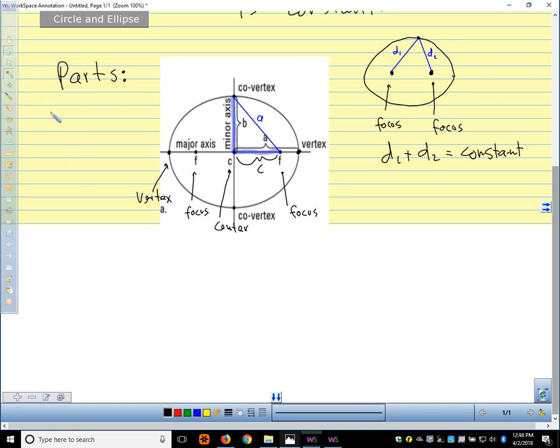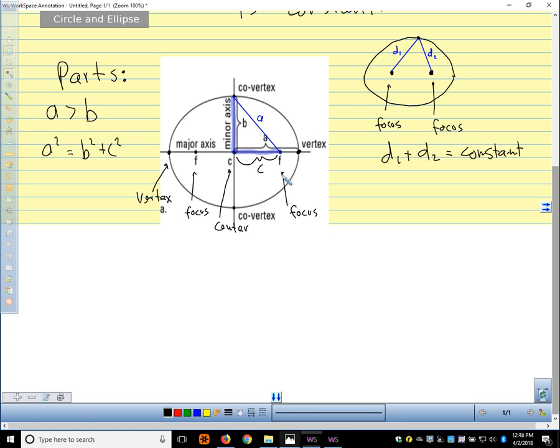For an ellipse, A is always greater than B. The major axis is always longer than the minor axis. And from this nice little right triangle here, A squared equals B squared plus C squared. This side is B, this side is C, the hypotenuse is A. So if you can visualize that little triangle, you'll remember this relationship. And that's an important one for an ellipse. A is always bigger than B, the major axis is always the longer axis, and A squared equals B squared plus C squared.